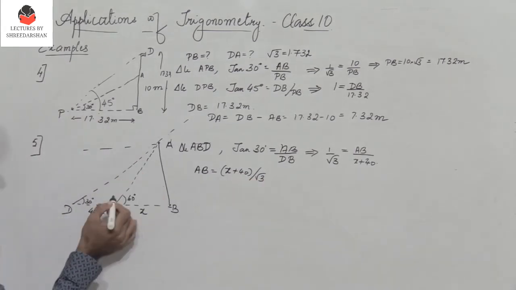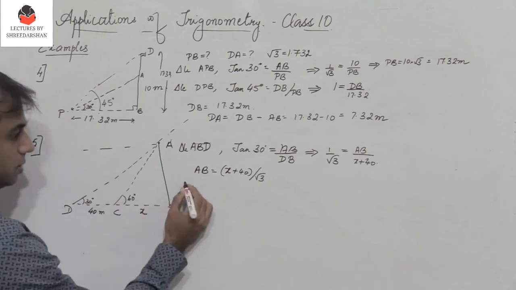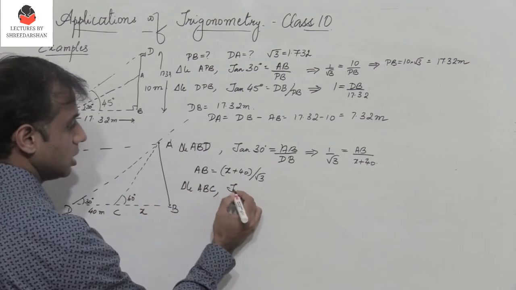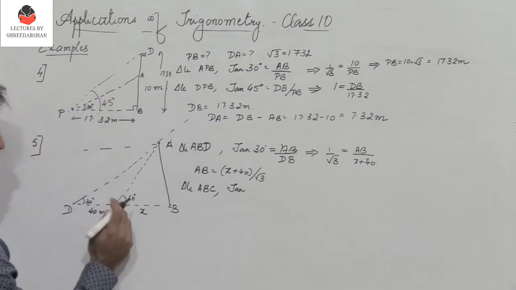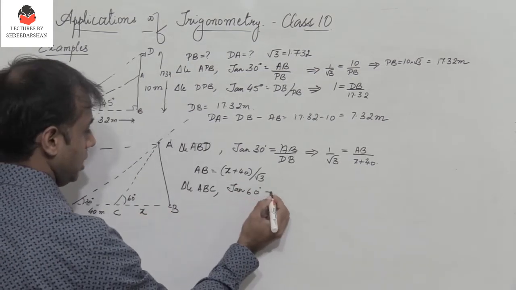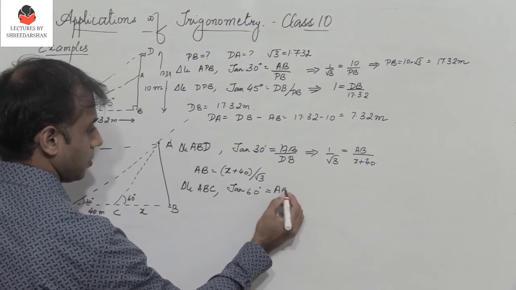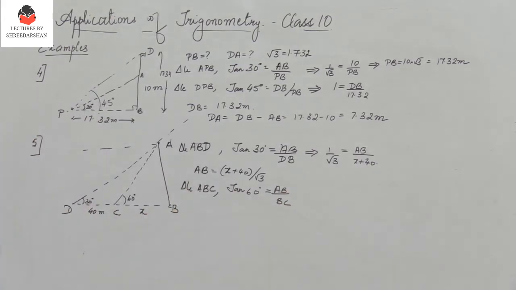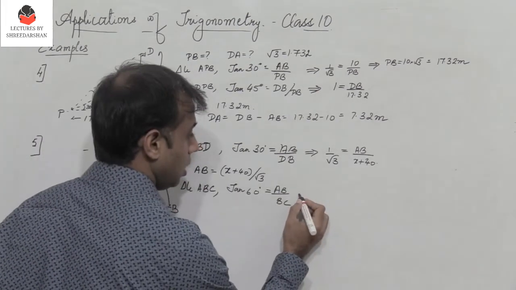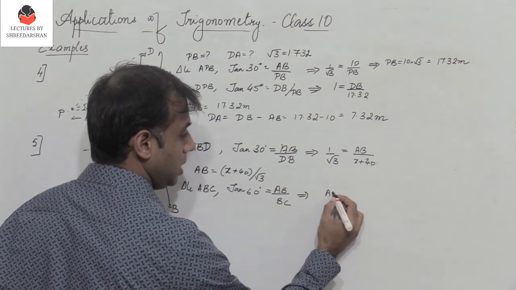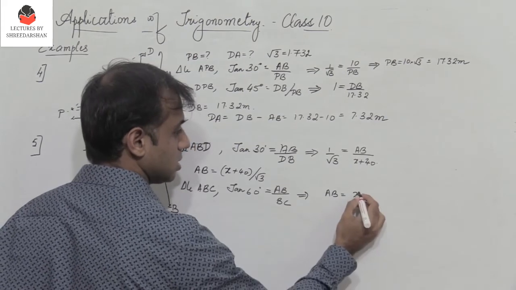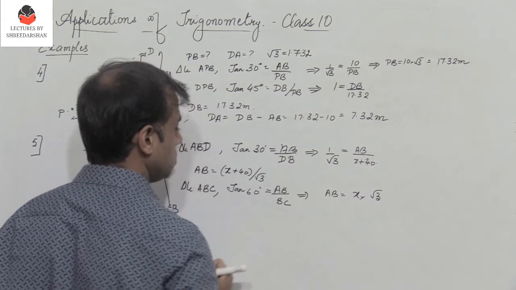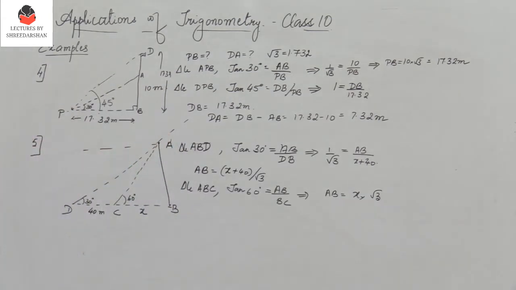So now let us consider the triangle ABC. So I have a triangle ABC. So now consider tan C. What is tan C? Tan 60 degrees is AB by BC. That is the opposite side divided by the adjacent side. So what is AB? AB is BC, which is x, into tan 60, which is root 3. So this is root 3 into x.